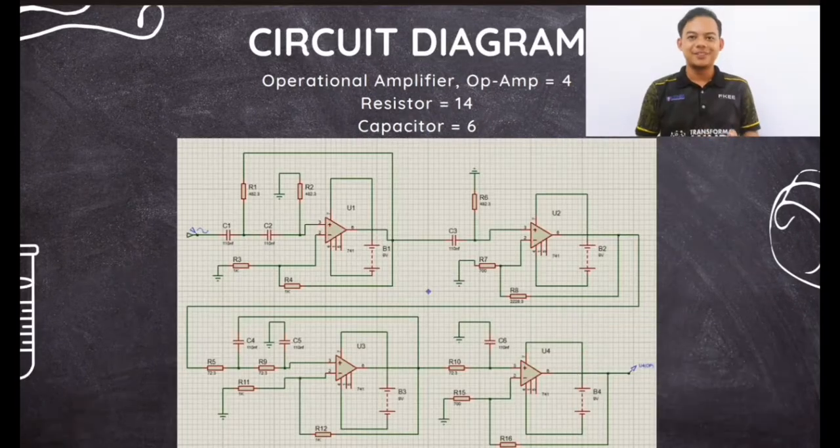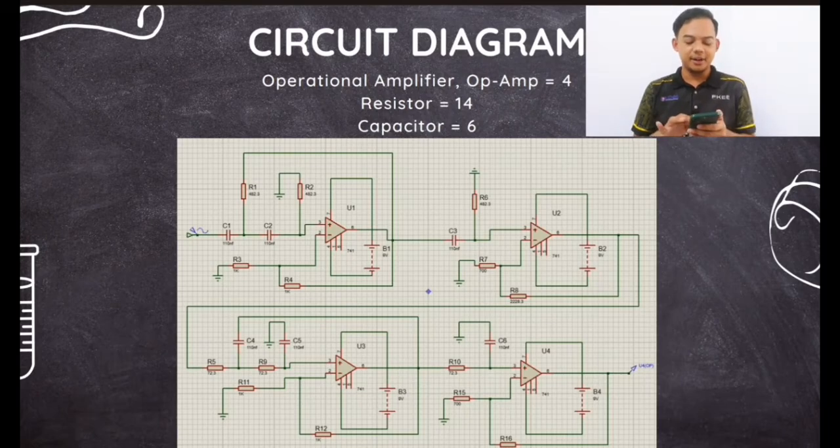For the circuit diagram, we use the Proteus software. This is the circuit diagram of our third order band pass filter, and we use only 4 ohm because we don't use a non-inverting amplifier.